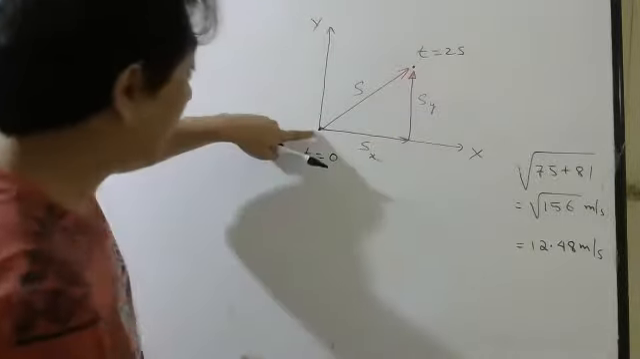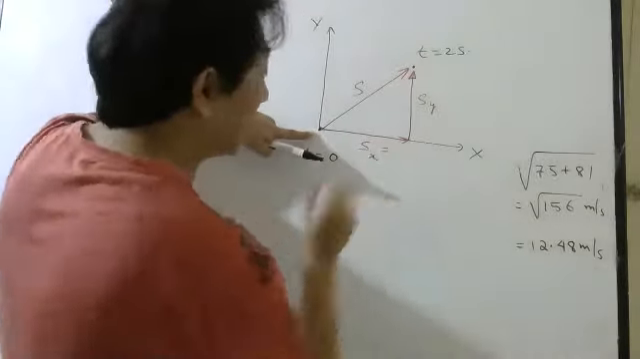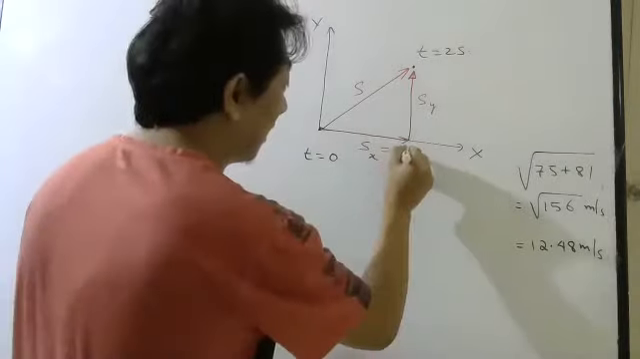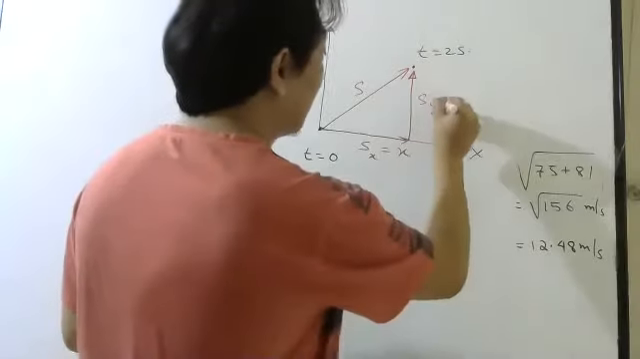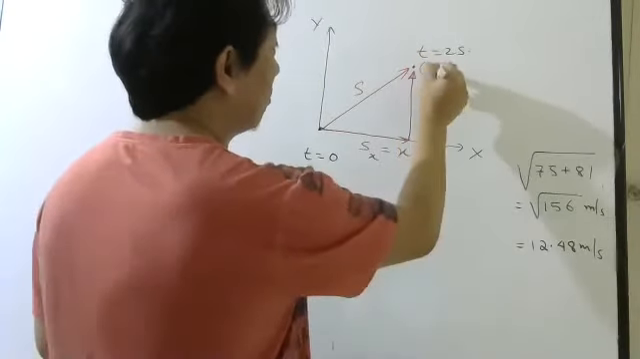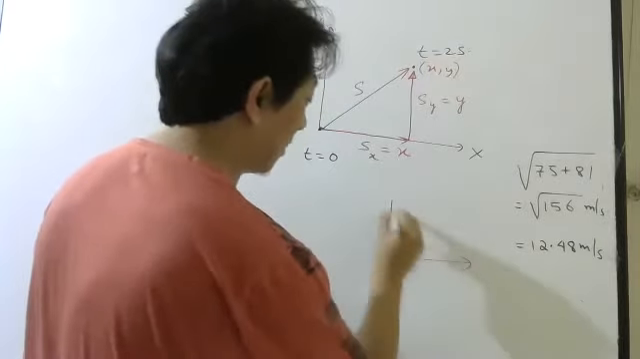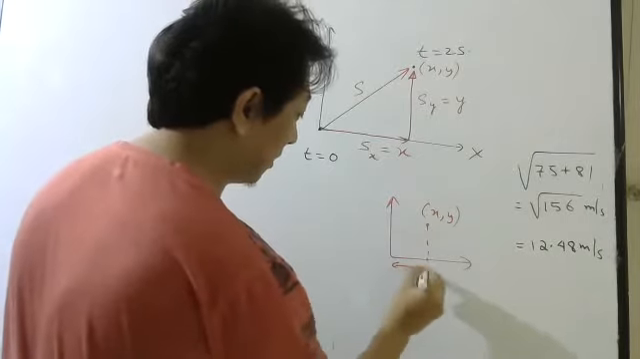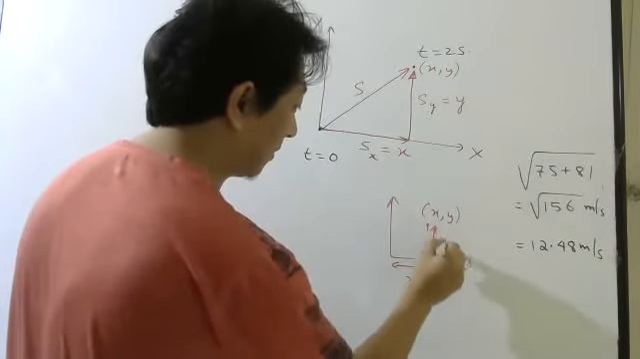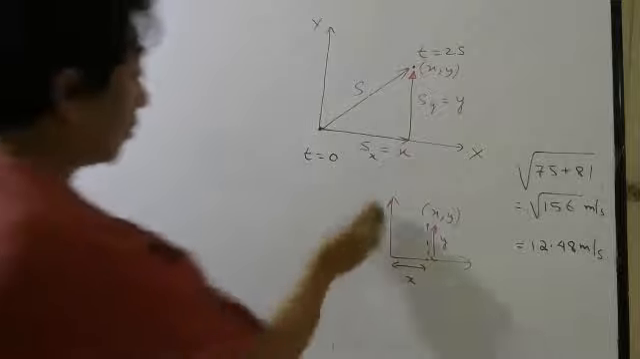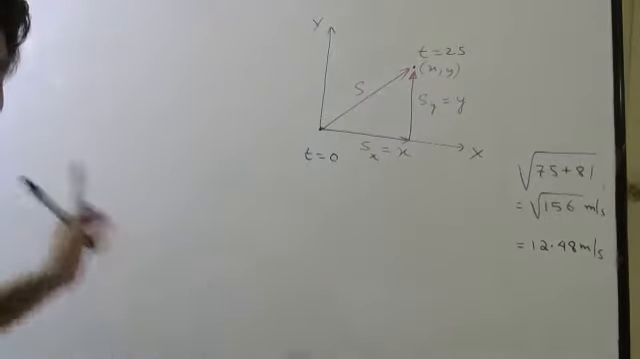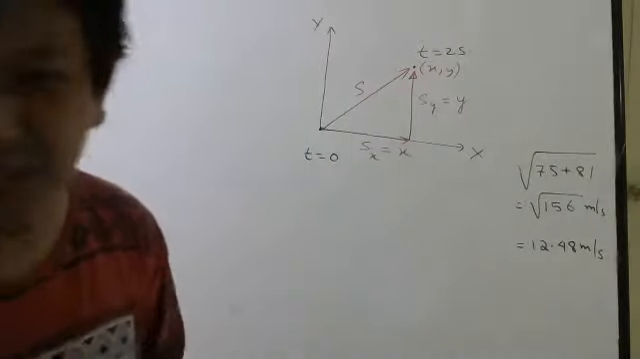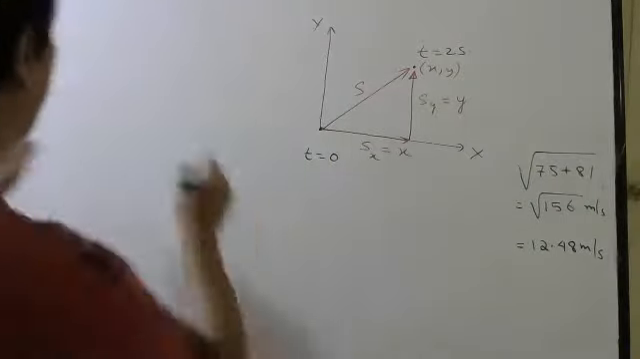Since it started from the origin, I can simply write this as x, and this one simply as y, because this is the meaning of coordinates. In school days, when they say a point has coordinates x comma y, it means this much is x, this much is y. So we have to find the x component and y component of displacement. Very simple. Already we know what to do.